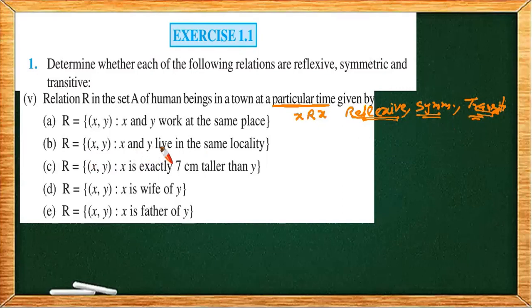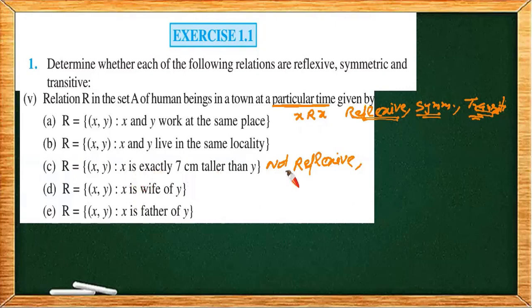B part, x and y live in the same locality, same as same place. Here the word locality is there, so you can do that. Now C part, ordered pair xy such that x is exactly 7 centimeter taller than y. So this relation is not reflexive, as x cannot be taller than himself or herself. So not reflexive because x is not related to x.